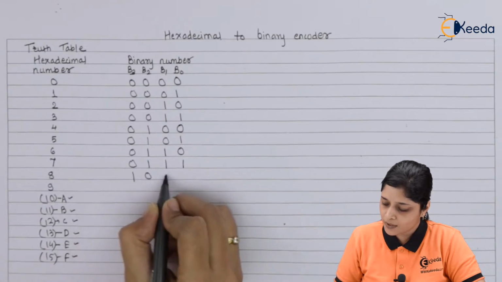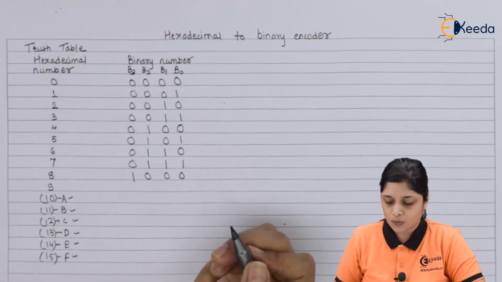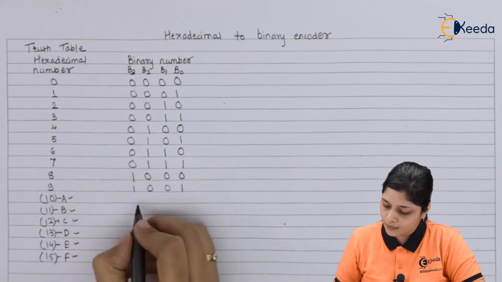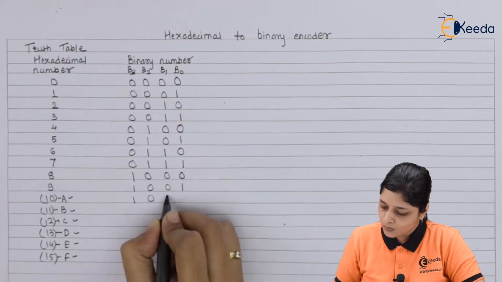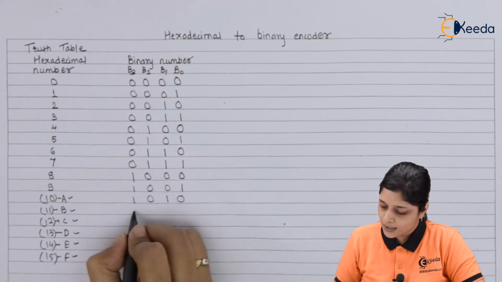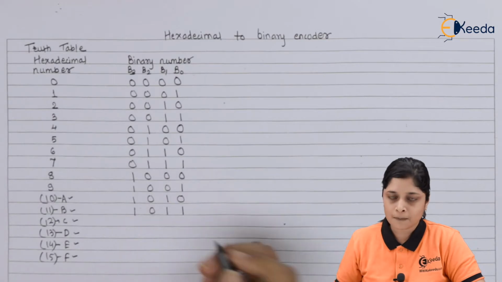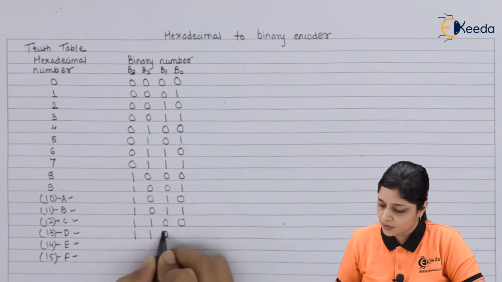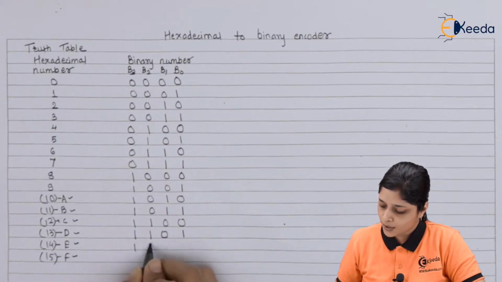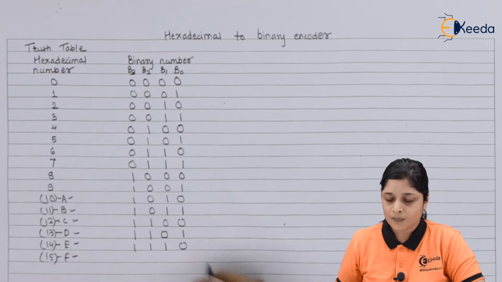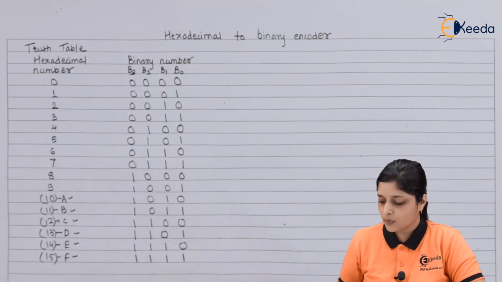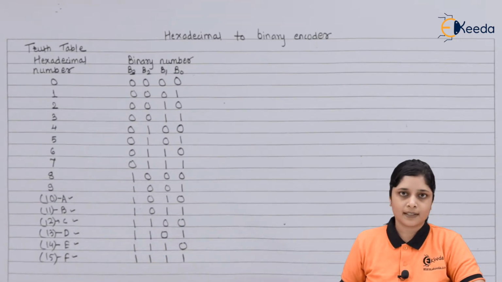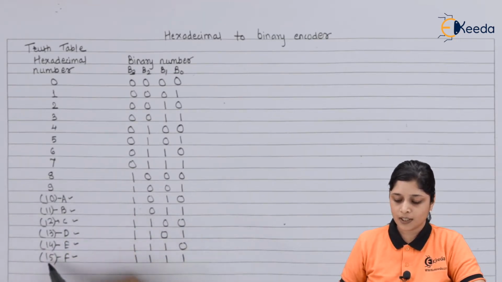For 8 you can write 1, 0, 0, 0. For 9, 1, 0, 0, 1. For 10 you can write 1, 0, 1, 0. For 11, 1, 0, 1, 1. For 12, 1, 1, 0, 0. For 13, 1, 1, 0, 1. For 14 you can write 1, 1, 1, 0. And for 15 you can write 1, 1, 1, 1. And alphabets are to be written for the hexadecimal numbers 10 to 15.